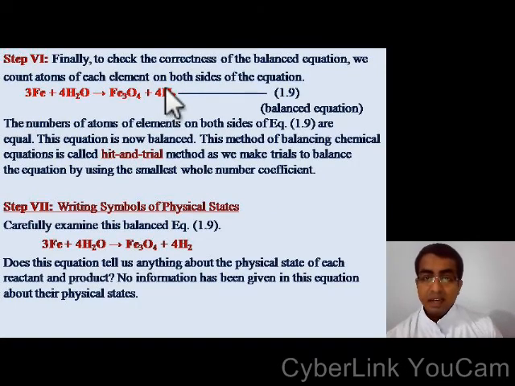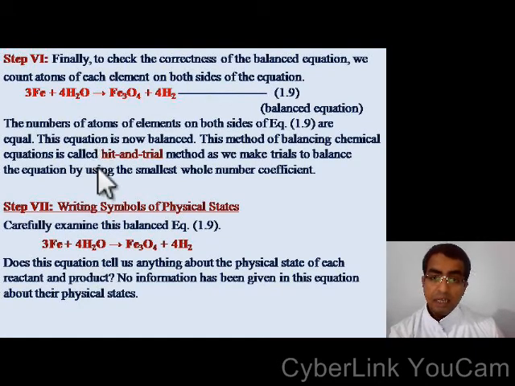Now, sixth step, finally, to check the correctness of the balanced equation, we count the atoms of each element on both sides of the equation. So 3Fe, 4H2O, Fe3O4, 4H2. So the numbers of atoms of elements on both sides are equal. So this equation is now balanced. This method of balancing chemical equation is called hit and trial method, as we make trials to balance the equation by using the smallest whole number coefficient.